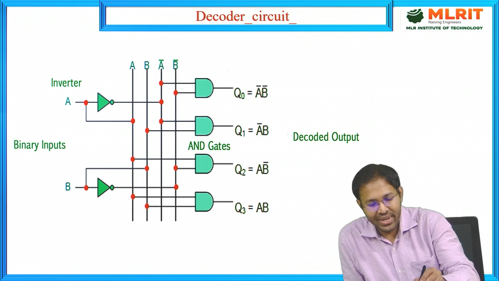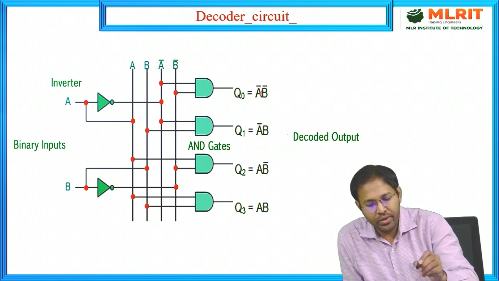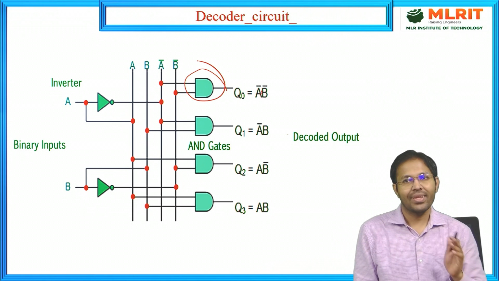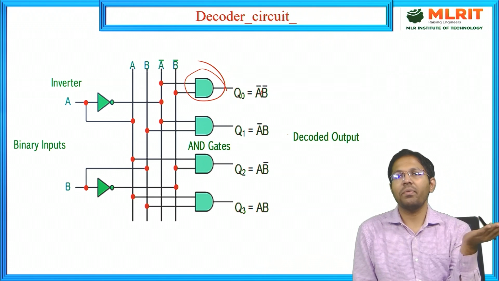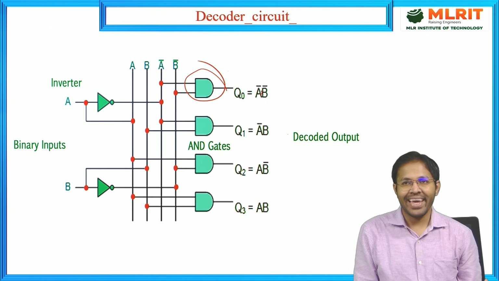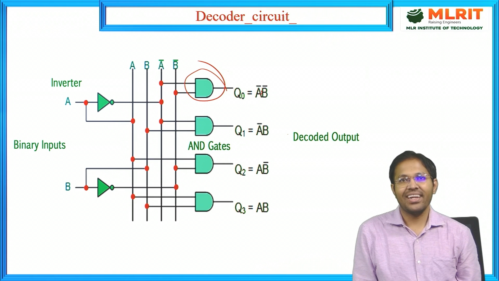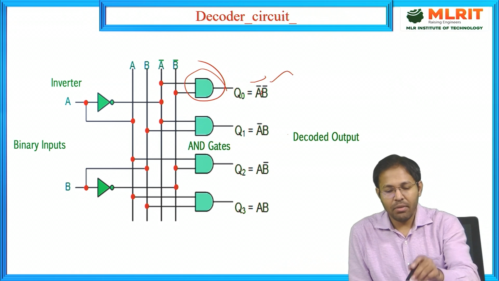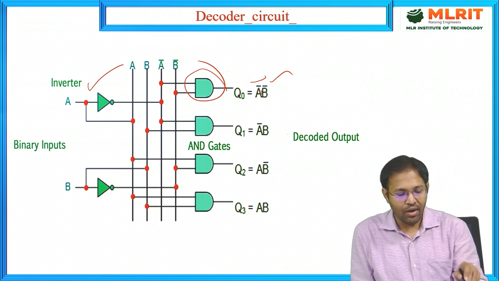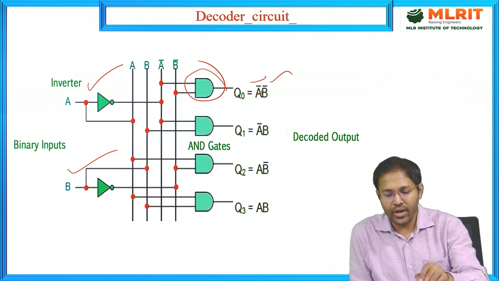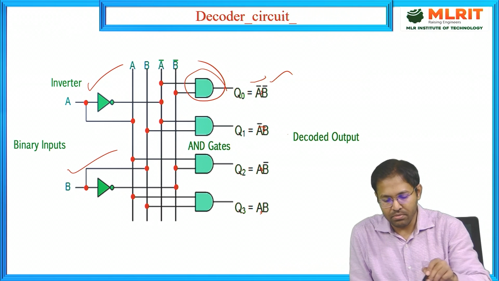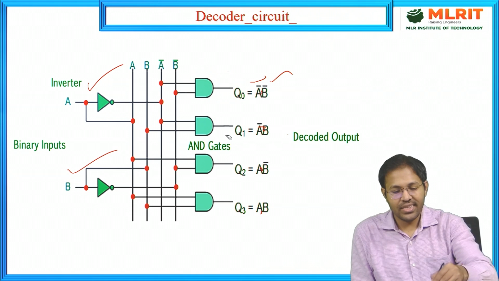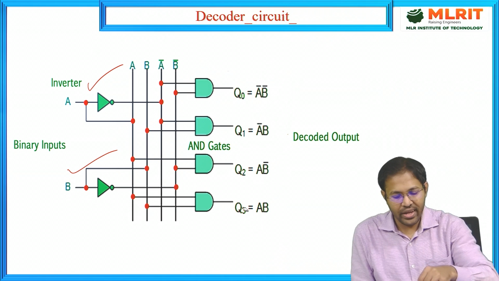Multiplication A bar into B bar. To perform the multiplication, we need an AND gate. A bar is the complement of A, and for that we need a NOT gate. So for A bar and B bar, we need two NOT gates. Okay, we have two NOT gates. And how many product terms? Four product terms, so four AND gates. Now let us see how we can construct this circuit diagram.